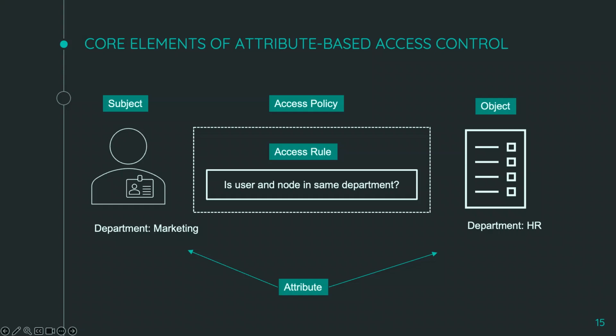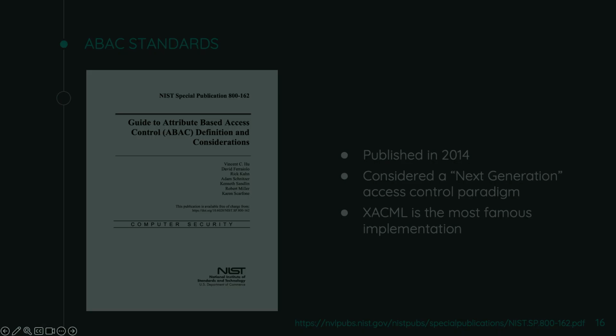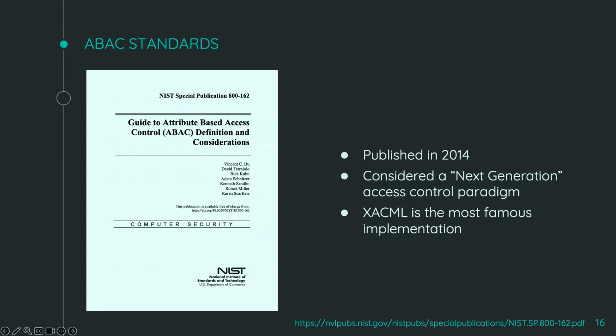Now, if you look at other implementations, there's actually a lot more you can do with this. For example, XACML, which is a very popular implementation, also includes access policy sets, which are collections of access policies. You can also have access policy advice or access policy obligation, which are events that can happen before and after validation. But to get the core system, these are the elements that you need: your subject, object, environment, your attributes, your access rules, and your access policies. And frankly, that's pretty much it in a nutshell.